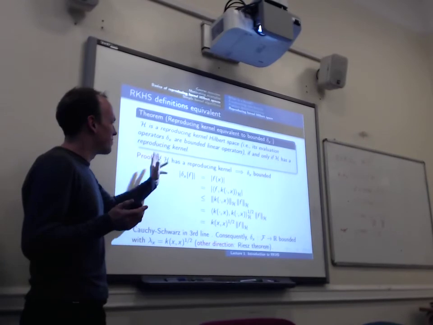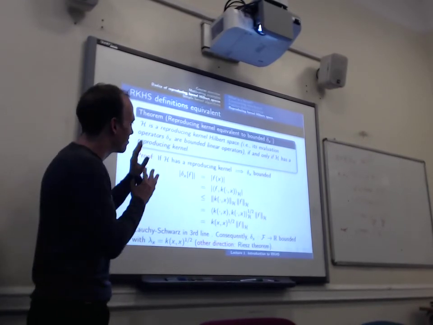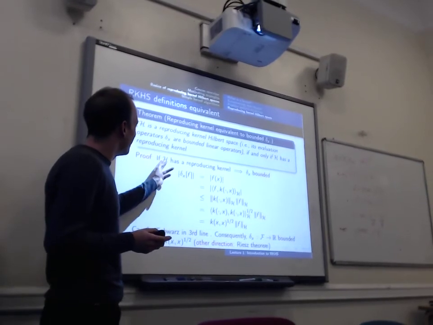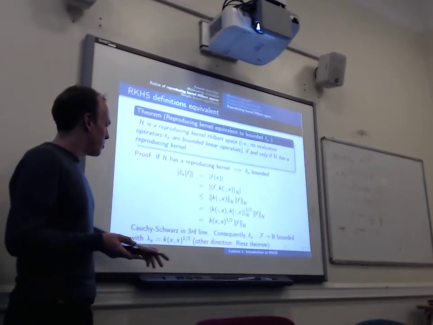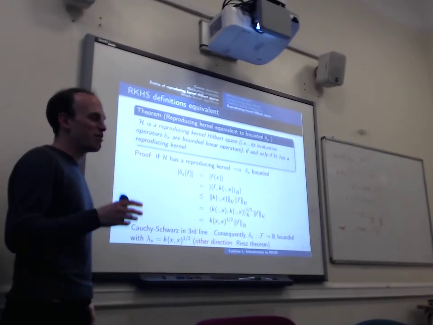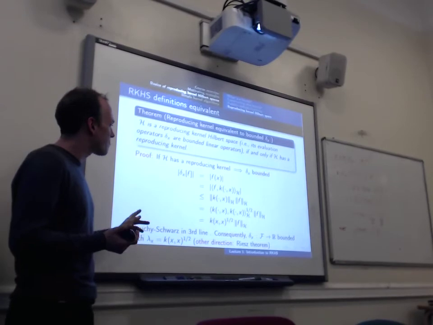So I'm going to prove just one direction, which is that if this has a reproducing kernel, then this is bounded. You can prove the other direction. I'll do that in the advanced part of the course. But this direction is actually really easy.